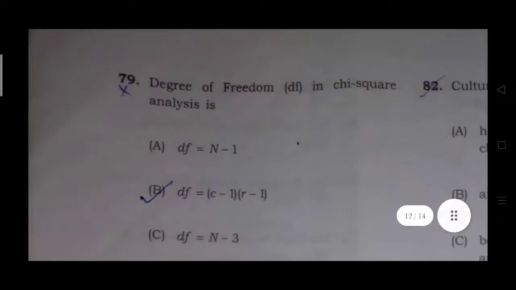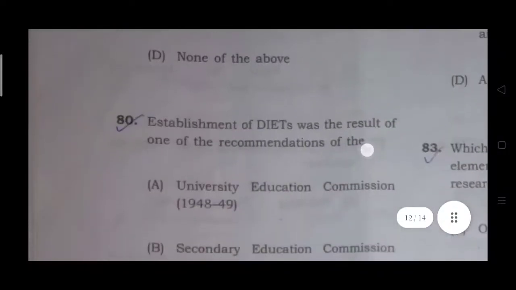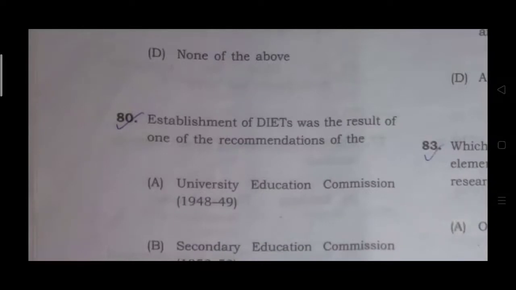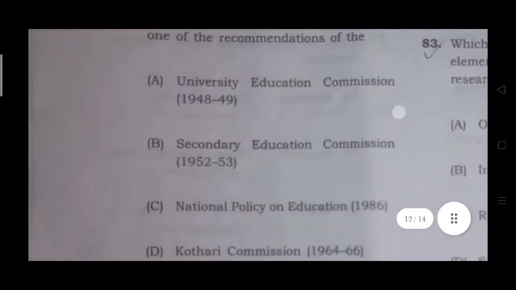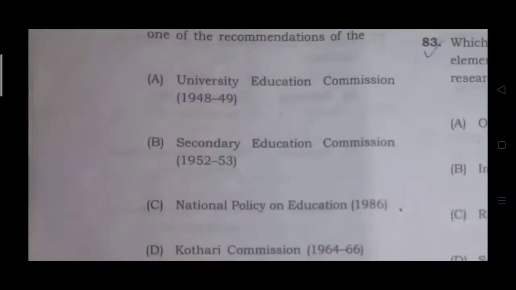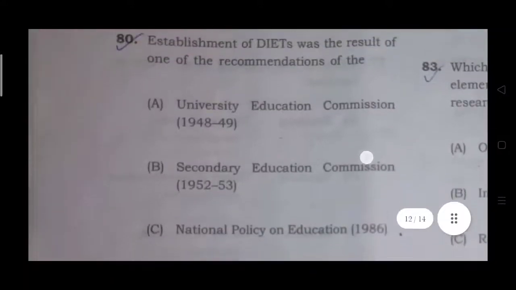Next, 79. Degree of freedom in chi-square analysis is. What is the degree of freedom in chi-square? Option B is the correct answer. Degree of freedom, that is DF equal to (C minus 1) into (R minus 1). Option B is the correct answer. Next, 80. Establishment of DIET was the result of one of the recommendations. DIET was established on the recommendation of the National Policy on Education 1986. That is option C, the correct answer.